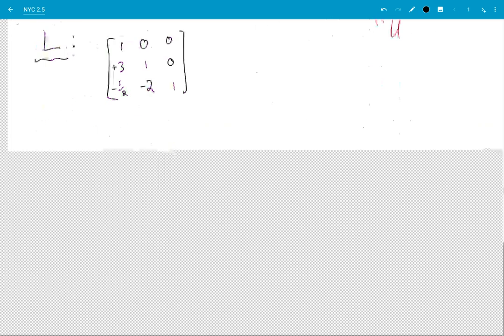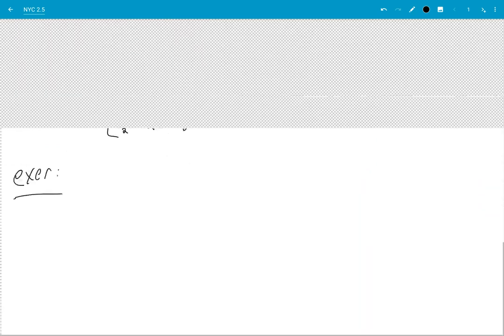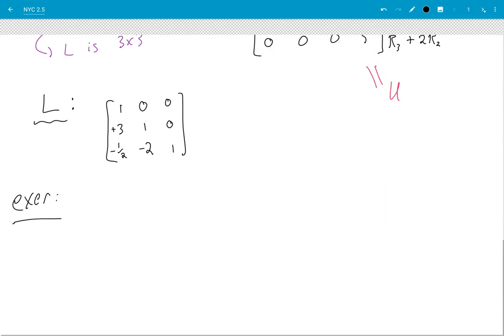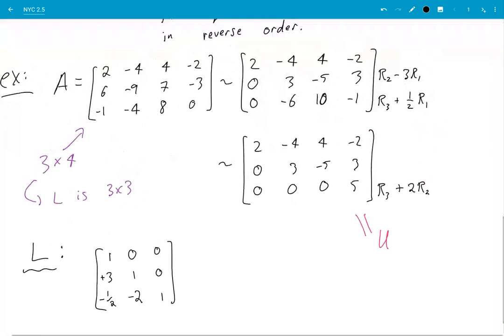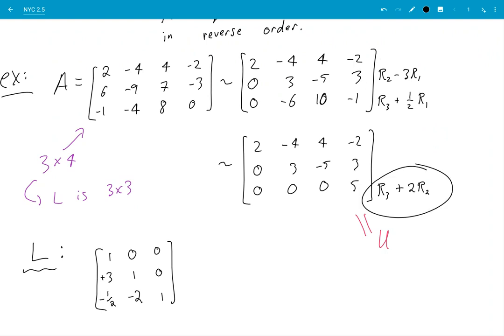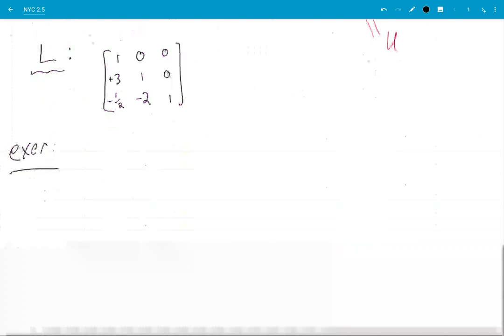Why don't you try one of these? Maybe if you haven't copied that, you can copy L there. So again, I went through this sequence backwards. Starting here gave me this minus 2. Then this one gave me the minus a half down in the bottom left, and then plus 3 came from that guy. Okay, try one of these.